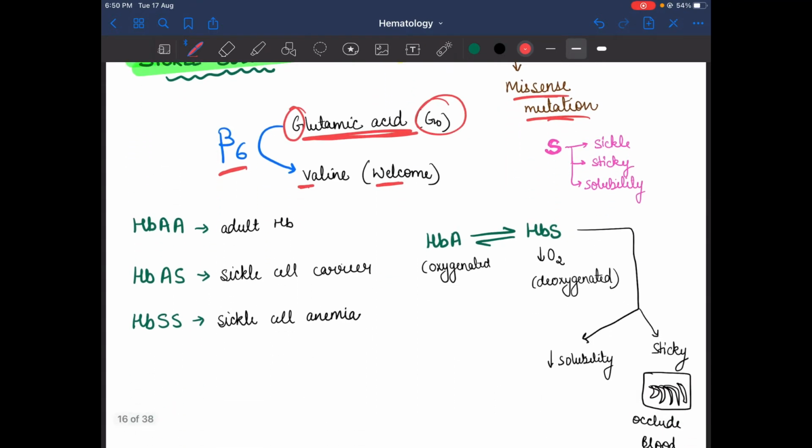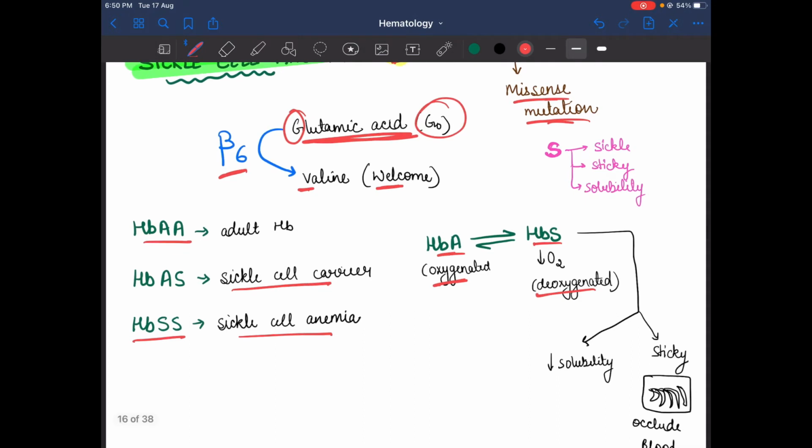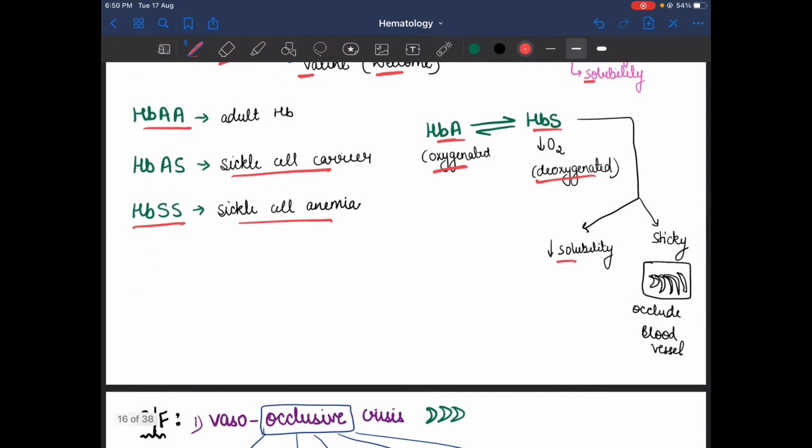Now the normal adult hemoglobin is represented by HbAA, sickle cell anemia is represented by HbSS, and HbAS means a carrier of sickle cell. HbA is oxygenated, while HbS is deoxygenated hemoglobin with decreased oxygen. In sickle cell anemia, S stands for sickle, sticky, and decreased solubility. As the solubility is decreased and the cells become sticky, occlusion of the blood vessels will start.